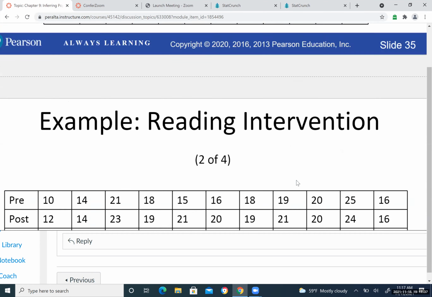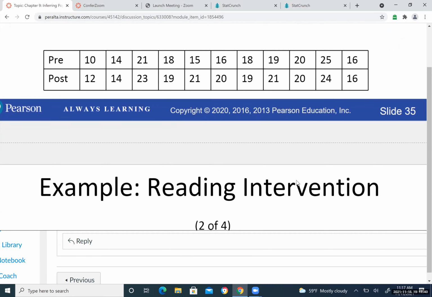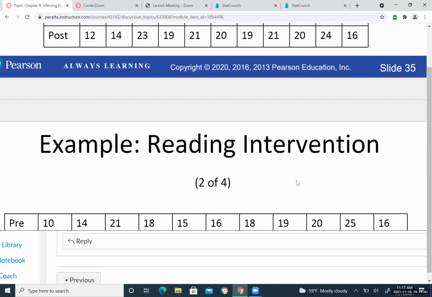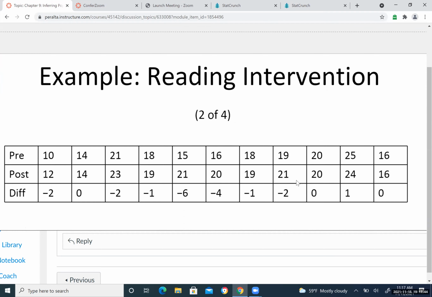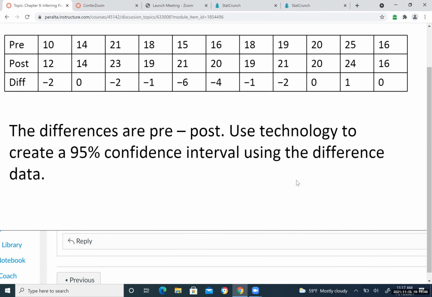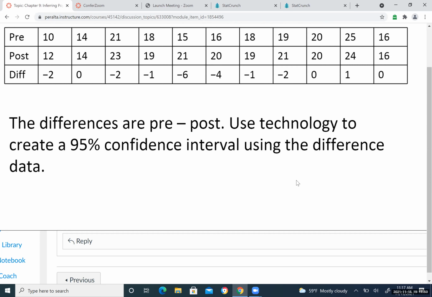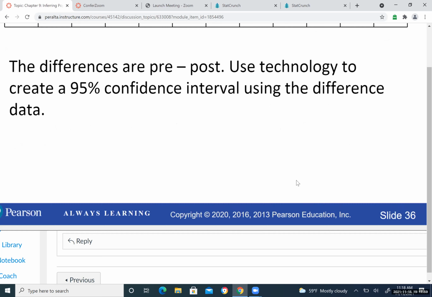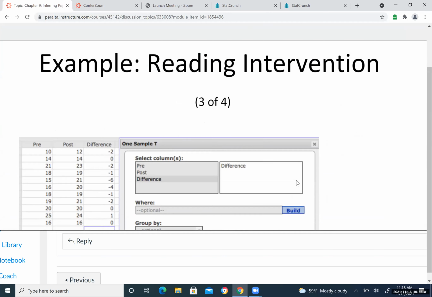So right here, they're giving us a lot of data for pre and post, for reading intervention, the differences they compute there. So what do they do? The differences are pre minus post. So we are using technology to create a 95% confidence interval using the difference data. So you follow this.